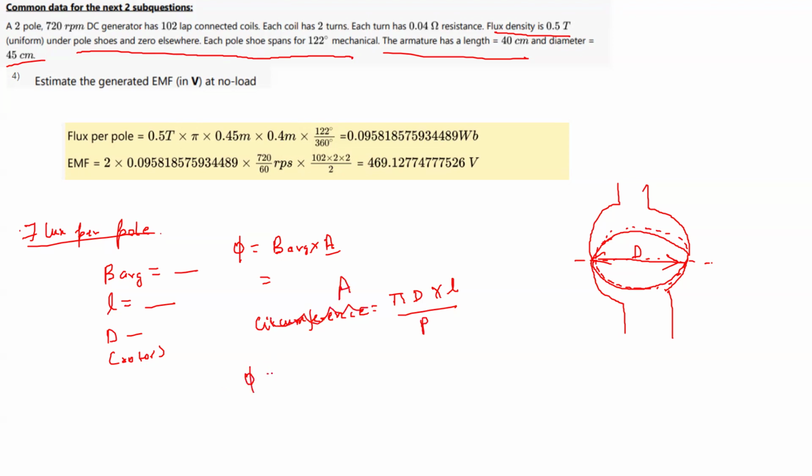So flux will be B average into A normally. But you see this is the total 360 degrees mechanical, and here I have assumed 180 degrees across one pole and 180 degrees across the other pole. But in this question, they're telling you something like this.